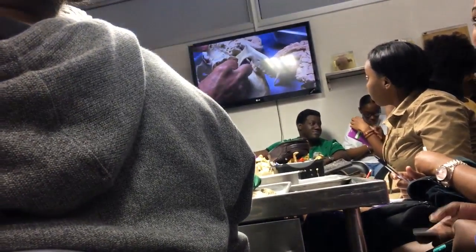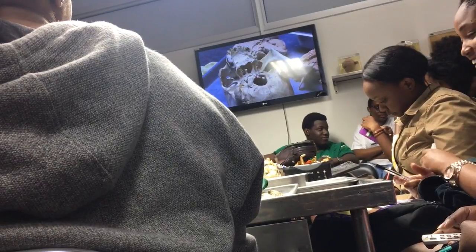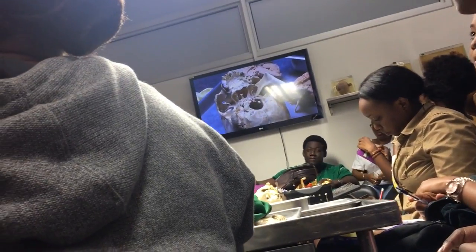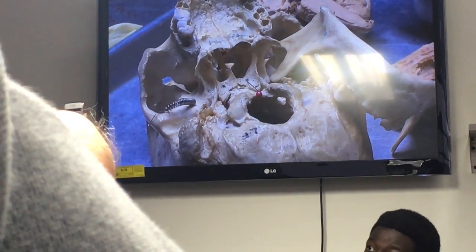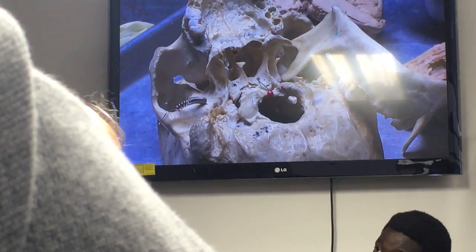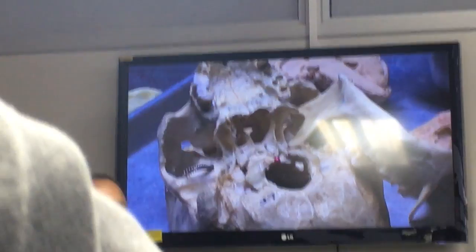Very good. Could be better than that, sure. Okay, what structure? This is just from my lecture, from the introduction. What structure would you find in the foramen of the red marker? We have pharyngeal nerve, greater petrosal nerve, nasopalatine nerve, nerve of the pterygoid canal, and lesser petrosal nerve.